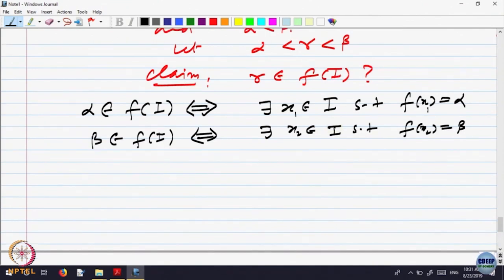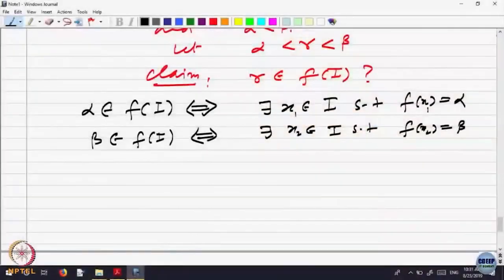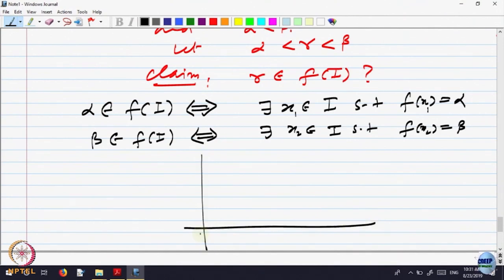So now the idea is, let me draw a picture, which is only a sketch of the real line. Here is the domain, here is the function, here is x1, here is x2, here is the value alpha and here is the value beta. And gamma is in between. So here is the point gamma.